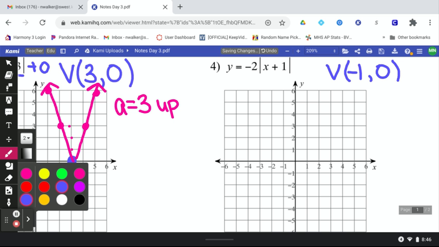So for those of you that disagreed, I agree with you. So it should be at -1, 0 because we see that +1 in the equation. We always flip the sign for x. So at -1, 0, we're right over here to the left 1.